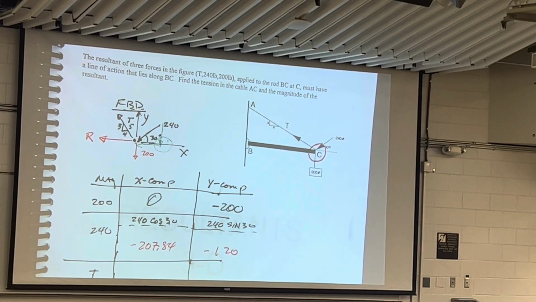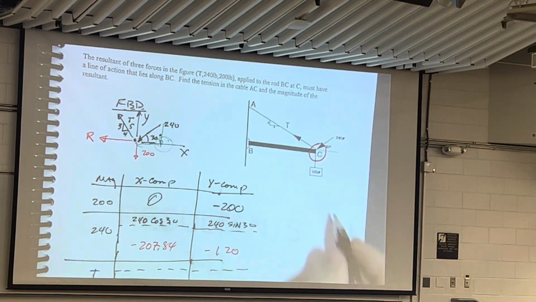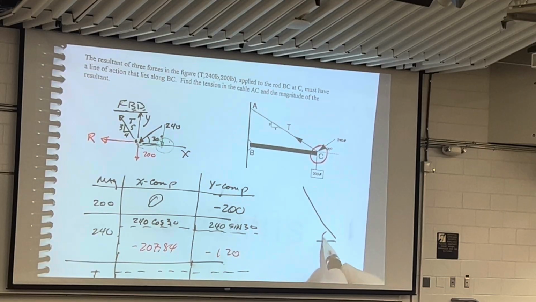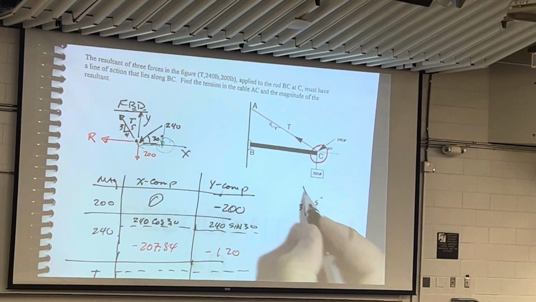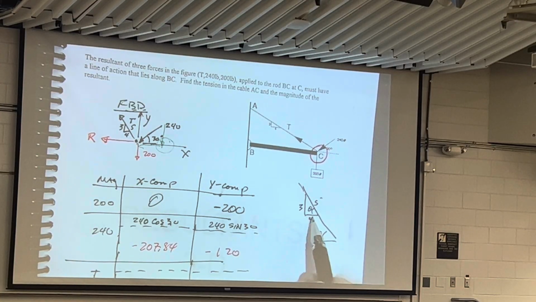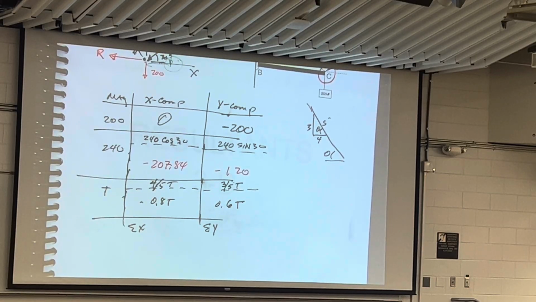This is going to be negative 0.8T, negative 0.6T. How? Because I'm going to say this is now 4 over 5. Again, here's theta. That's theta. That's 4. That's 3. That's 5. Right? So if I want the cosine, I'm going to say 4 over 5 T. If I want the sine, I'm going to say opposite, 3 over 5 T. Well, 4 over 5 is 0.8, and 3 over 5 is 0.6. Agreed?